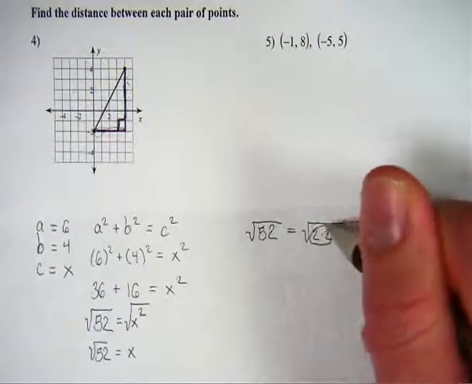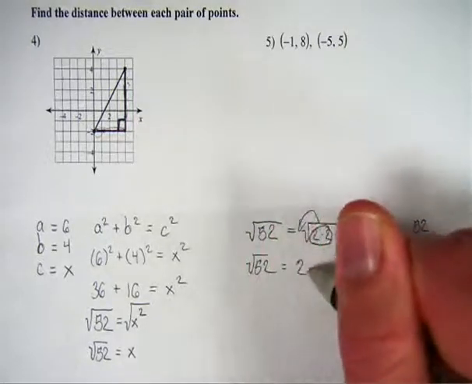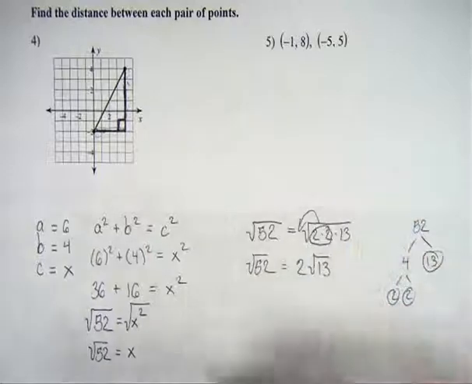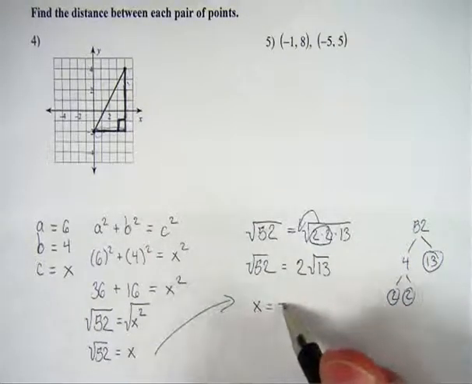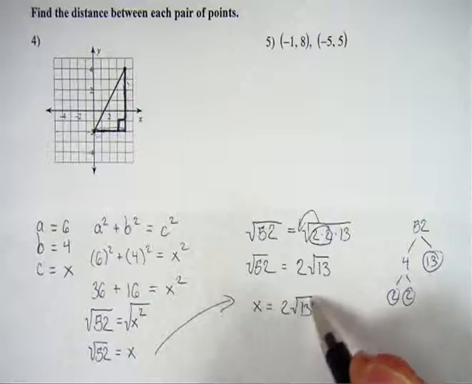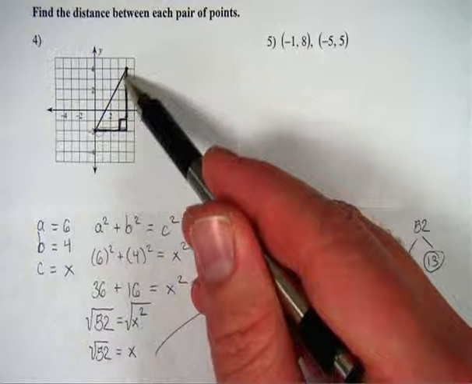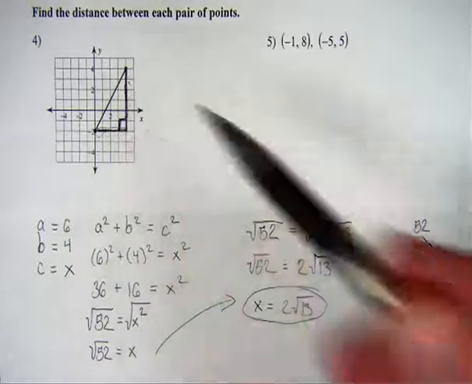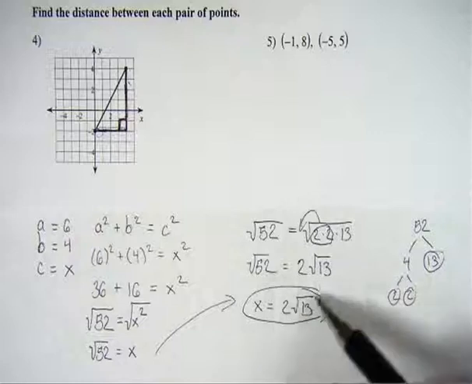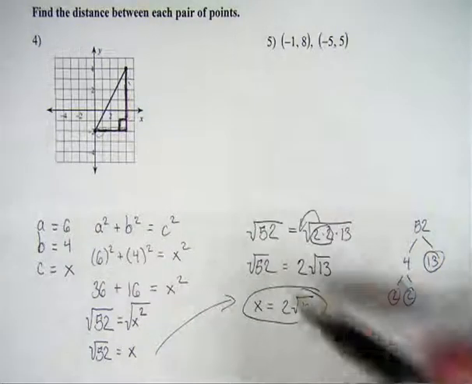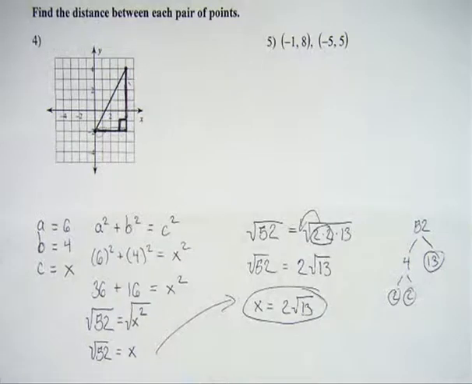And so when we move this to the outside, we're going to get that the square root of 52 is equal to 2 times the square root of 13. So I can come down here and rewrite this and say that x is equal to 2 times the square root of 13. And if you'll recall, x was the length of this line. So by setting this up as a right triangle, I've actually found the length of that line segment, which is what I was aiming to do.